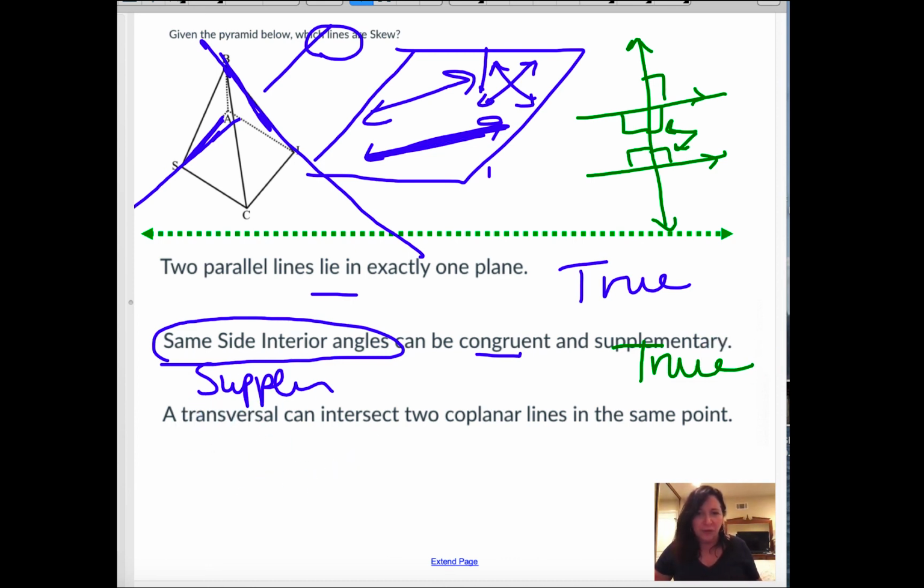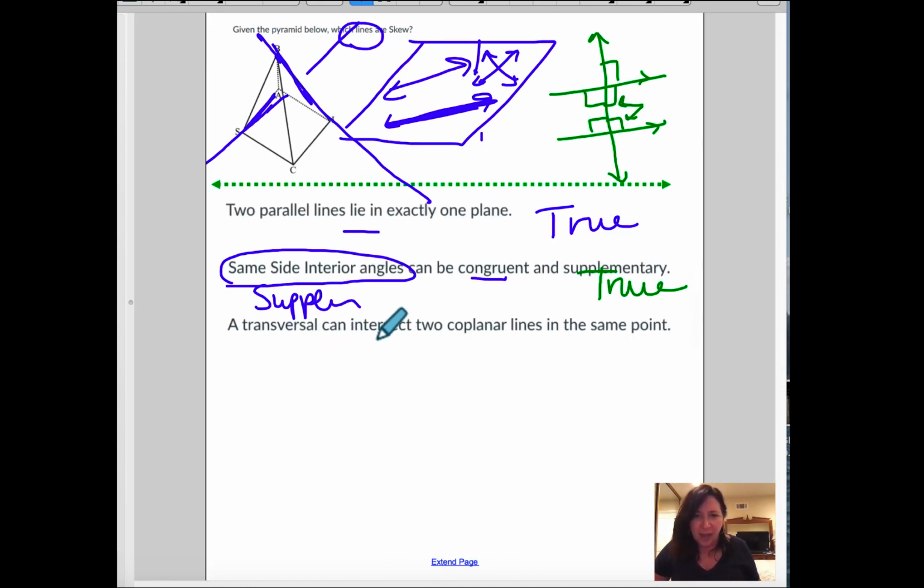A transversal can intersect two coplanar lines. Coplanar means that they're in the same plane. Yes, we want that. A transversal, here's my transversal. Wait, those are my lines. There's my transversal. Can intersect two coplanar lines at the same point. Oh, so these two coplanar lines, they're in the same plane. They don't have to be parallel. It didn't say they were parallel.